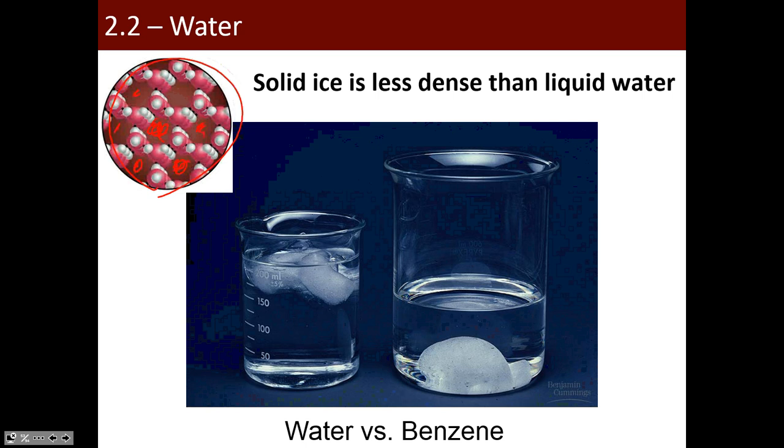Over here, if I had some frozen benzene and I dropped it into some liquid benzene, it would just sink. And that's because it's solid and it's denser and it's going to sink down because its individual components, its individual atoms are going to be packed more tightly together. They don't have that open space.